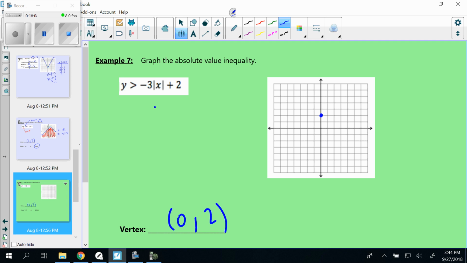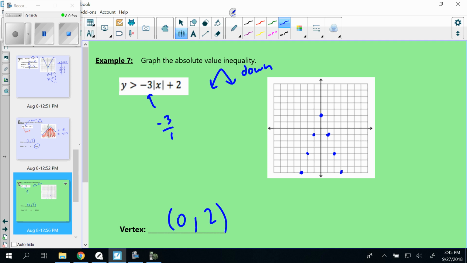Our slope on this one, we can see is -3 or -3/1. Okay, and since it is negative, it's going to be opening down. So we want to start at our point and go down 3, right 1, down 3, right 1, down 3, right 1. The other side's got to be symmetrical. So go down 3, left 1.